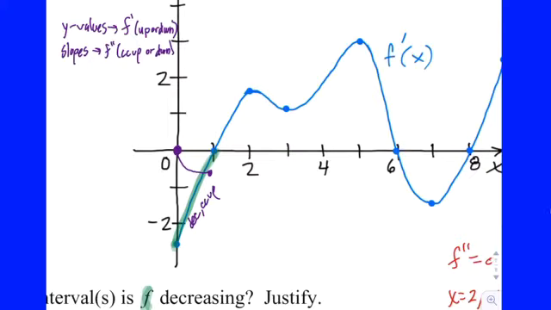How low do you go? That's up to you, right? It varies. That's why it says draw a possible graph. You could draw it doing more like that, or you could draw it doing that, whatever, as long as it's decreasing concave up. Okay, so boom. Now, on the next interval, from 1 to 2, I have positive y values, so it's increasing. I have positive slope, so it's concave up.